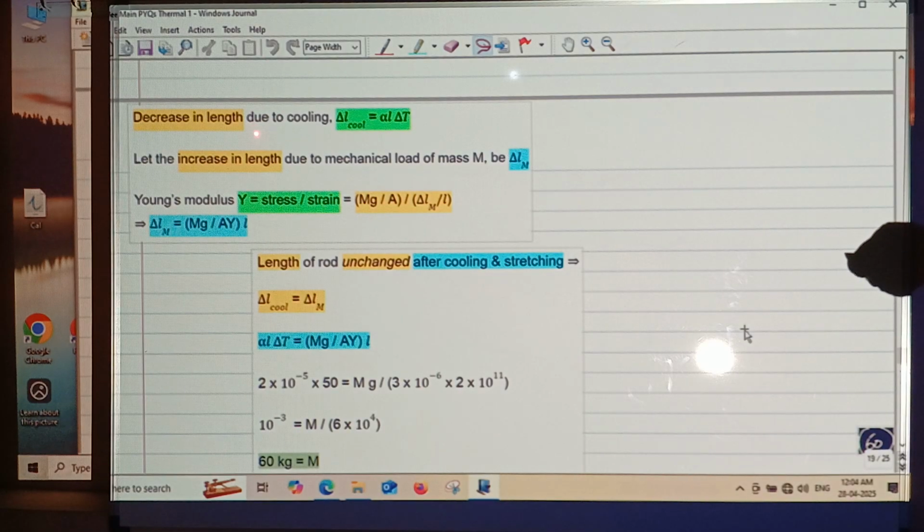So decreasing length due to cooling is proportional to the original length and the amount of temperature drop, and the constant of proportionality is the coefficient of linear expansion. An increase in length due to the mechanical load of mass m is, from the definition of Young's modulus, stress by strain, mg by A by delta L by L. So from this I get the delta L due to the mass m as mg by A by Y into L.